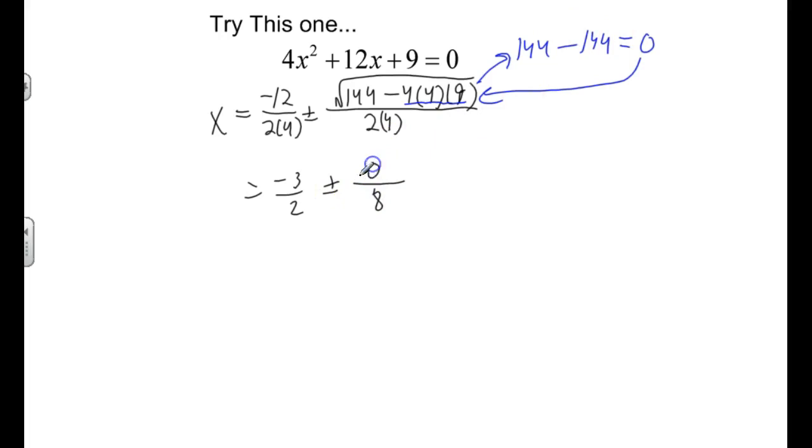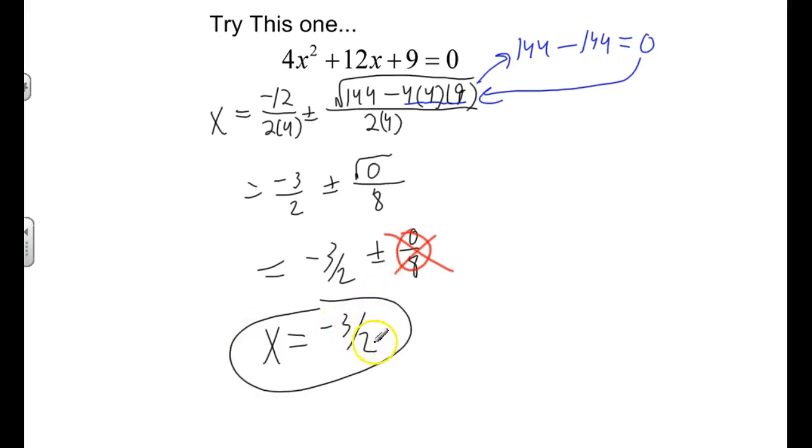This will be the square root of 0 over 8, which is the same thing as 0 over 8, which is really the same thing as 0 right there. Well, if I add and subtract 0 to any number, that just goes away, right? So I really have my answer as x equals negative 3 halves. Now notice, in this case, I only got one solution. It's kind of unusual. Anytime this value is 0, I'm going to get one solution because you're adding and subtracting 0.